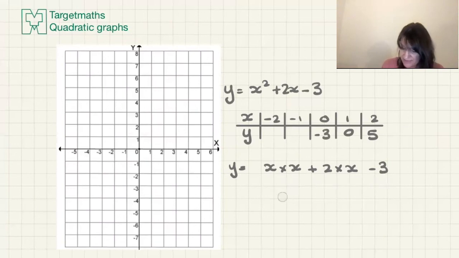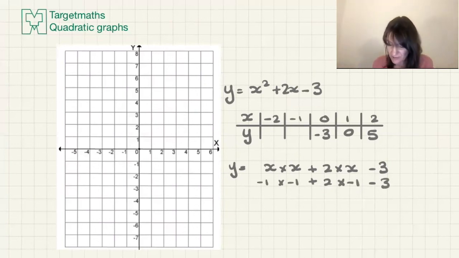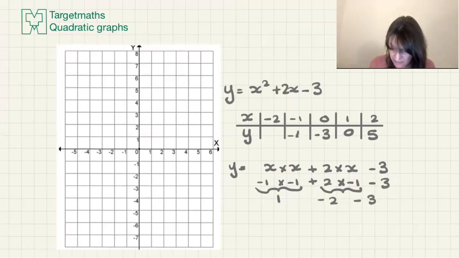Going into negatives now, so I need to really take my time. So -1 times -1 plus 2 times -1 minus 3. So -1 times -1 is 1. 2 times -1 is -2. And then I've got my -3. So 1 take 2 is -1. And -1 minus 3 is -4.